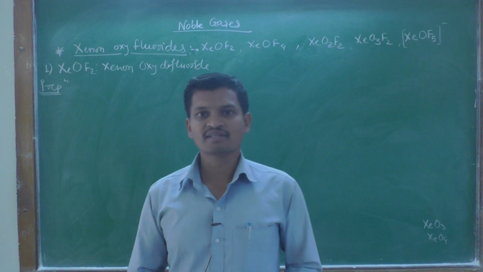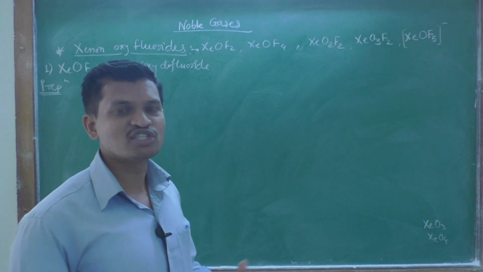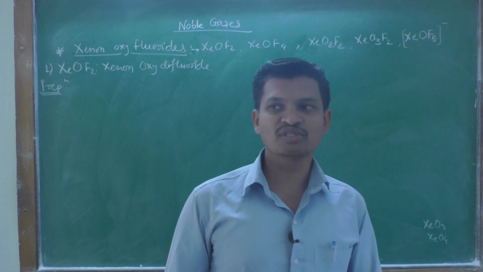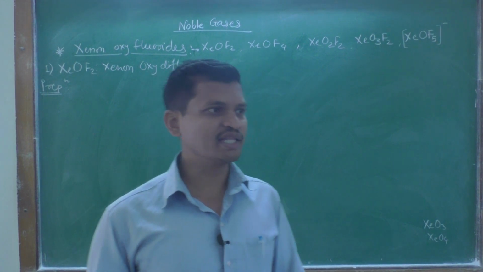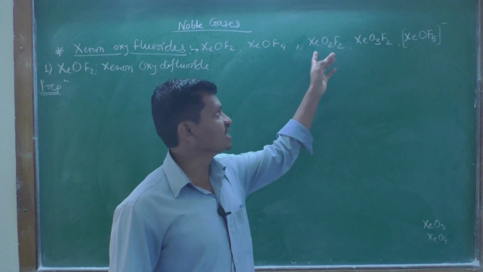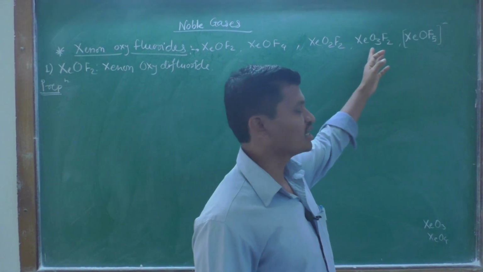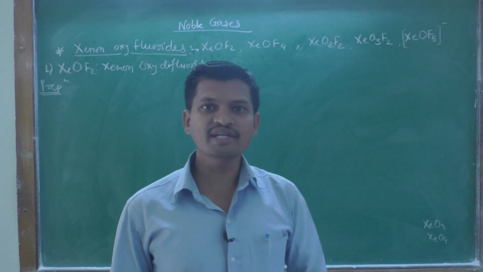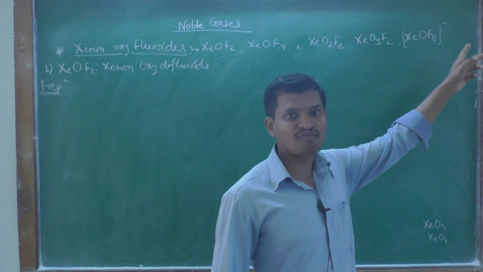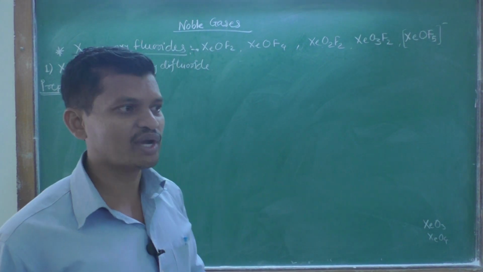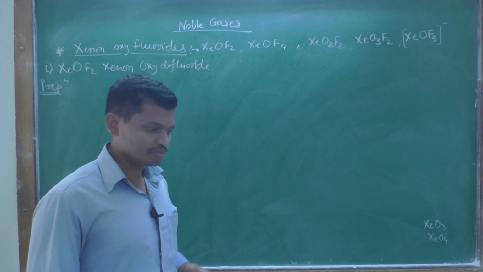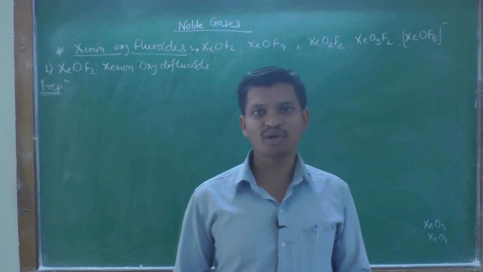Today let us discuss the xenon oxyfluorides. Xenon combining with oxygen and fluorine mainly forms 3 to 4 types of compounds: xenon oxydifluoride, xenon oxytetrafluoride, xenon dioxydifluoride, then xenon trioxydifluoride, and some ions will be formed, and one example is the xenon oxypentafluorate anion. We will see one by one the preparation methods and the structures of these xenon oxyfluorides.